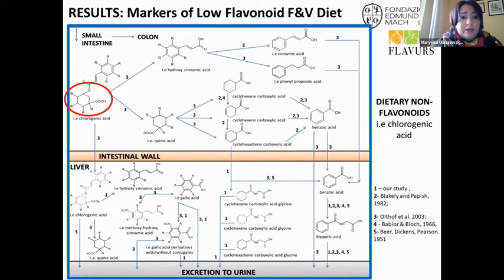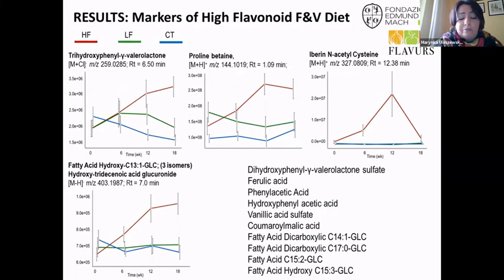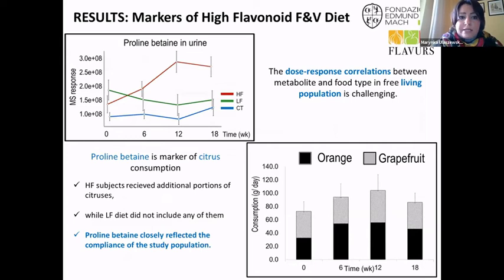There were many more. There were so many metabolites being statistically significant through the different time points in this study. One of them was the proline betaine as the marker of the high flavonoid diet. And if we think about the origin of the proline betaine, we know that it comes from citruses. And indeed, the citruses were allowed in the high flavonoid diet. And this is on the plot right hand down. You can see the intake of the oranges and the grapefruits.